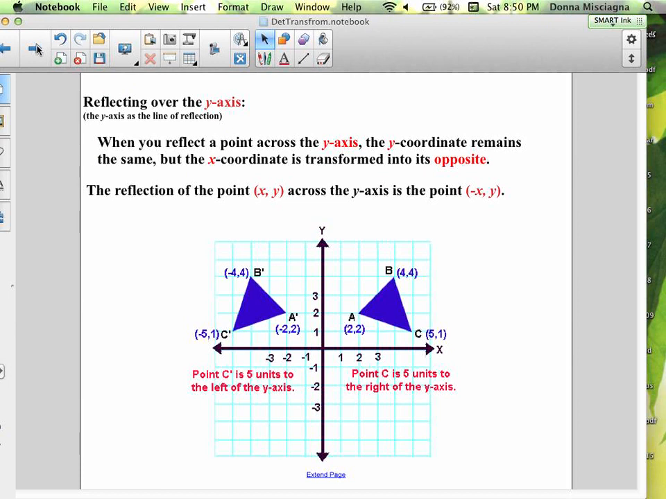Reflecting over the y-axis. When you reflect a point over the y-axis, let's take a look at the pictures there. So (4, 4) to (-4, 4), (2, 2) to (-2, 2), (5, 1) to (-5, 1). When you reflect a point across the y-axis, the y-coordinate remains the same, but the x-coordinate is the opposite. So the reflection of the point (x, y) across the y-axis is the point (-x, y).